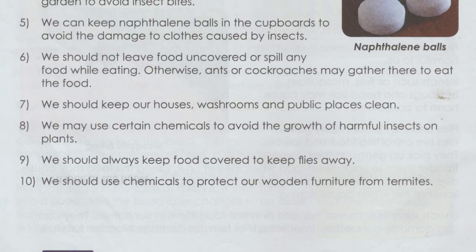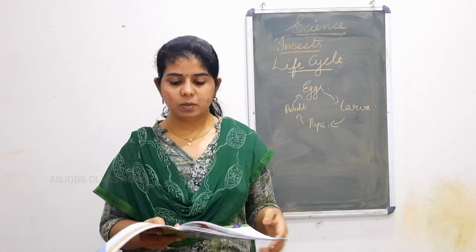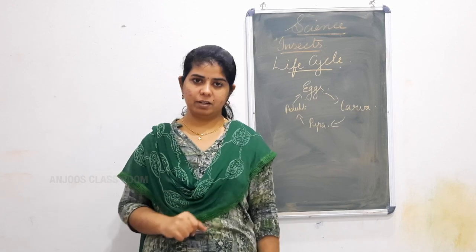Seventh one, we should keep our houses, washrooms and public places clean. We may use certain chemicals to avoid the growth of harmful insects on the plants. Then, we should always keep food covered to keep away the flies. And also we should use chemicals to protect our wooden furniture from the termites. These are 10 points given out of the 84 you have to learn. So these are the different ways to prevent the harmful effect of the insects.